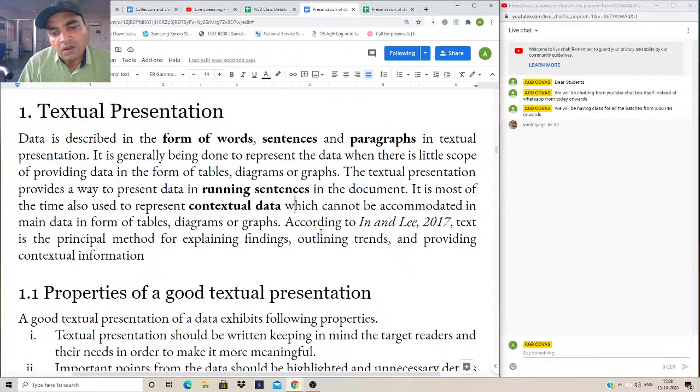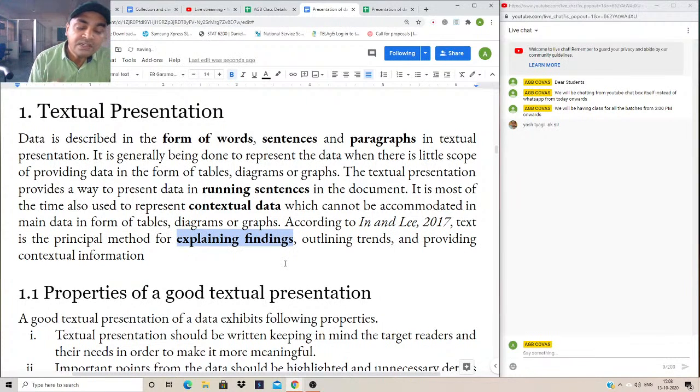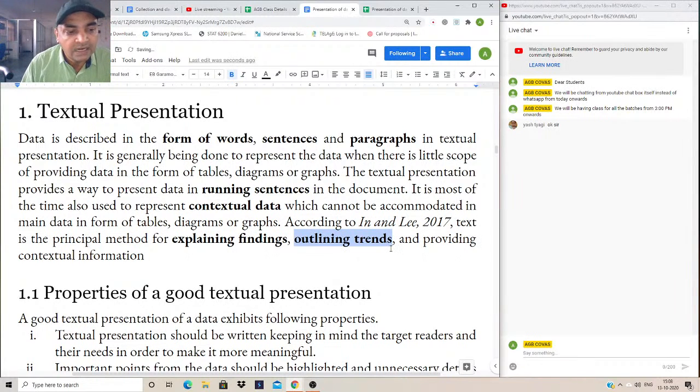According to In and Lee in 2017, text is the principal method of explaining findings. In tables, graphs, or diagrams you cannot explain findings. To explain the findings, you have to rely upon the textual presentation. Then you can outline the trends in your data, and also provide some contextual information to the reader, so that as a whole he or she will be able to understand the gist of the data.